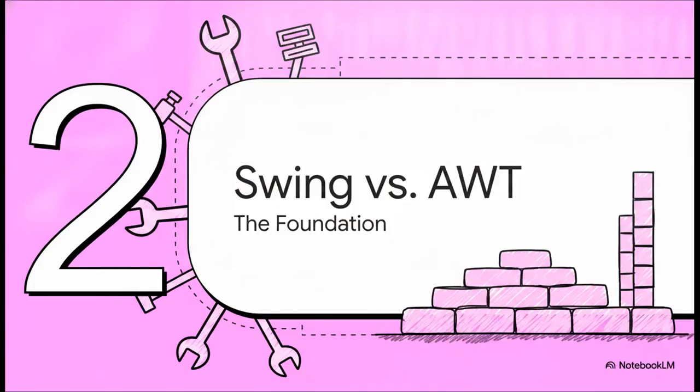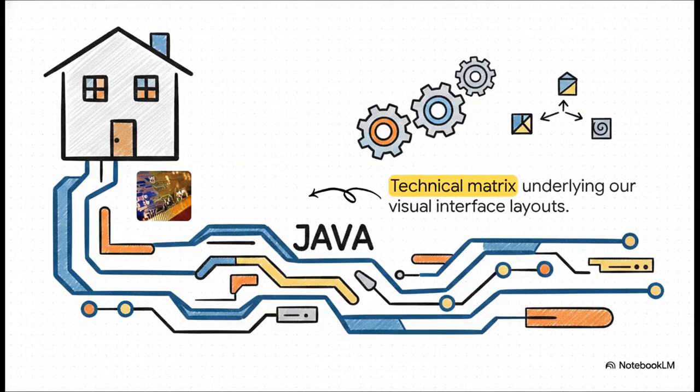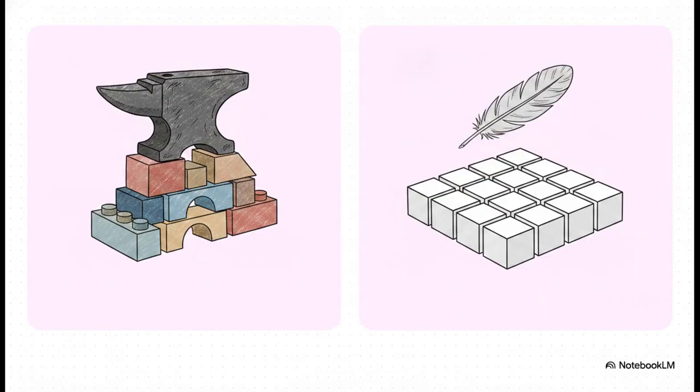Moving on to Section 2, Swing versus AWT, the foundation. Take a look at this underlying technical matrix running our interfaces. It is a fantastic reminder that no matter how beautiful your digital house looks on the outside, a solid, reliable interface relies entirely on having the right technical framework running under the hood. And in Java, you've got a major choice to make regarding that foundation. That choice really comes down to AWT versus Swing.